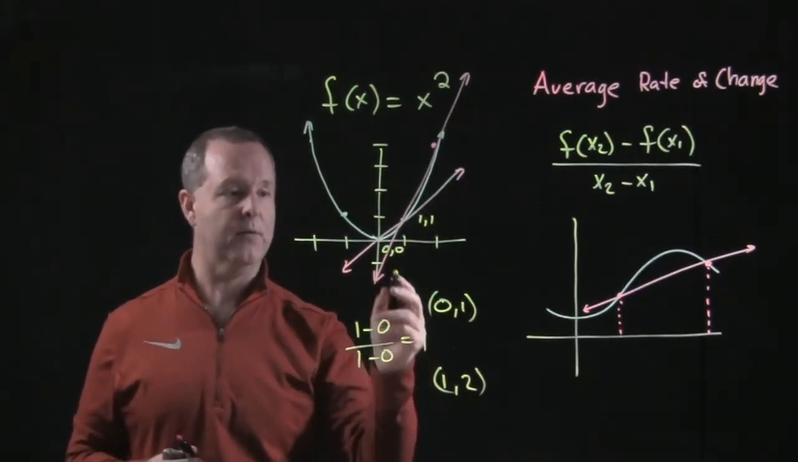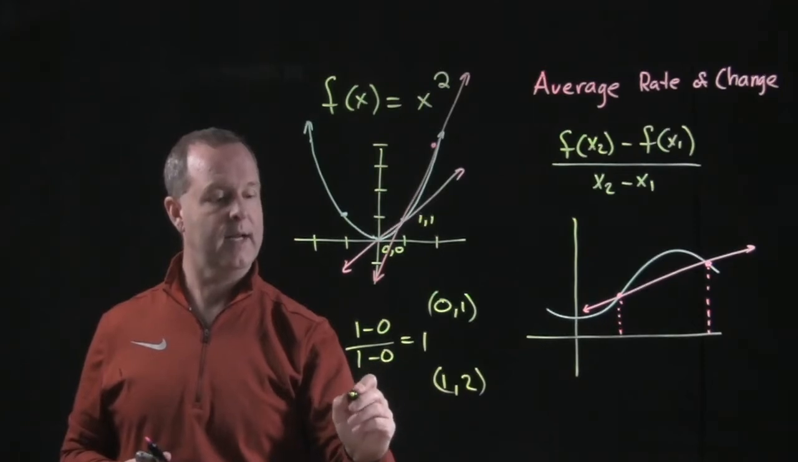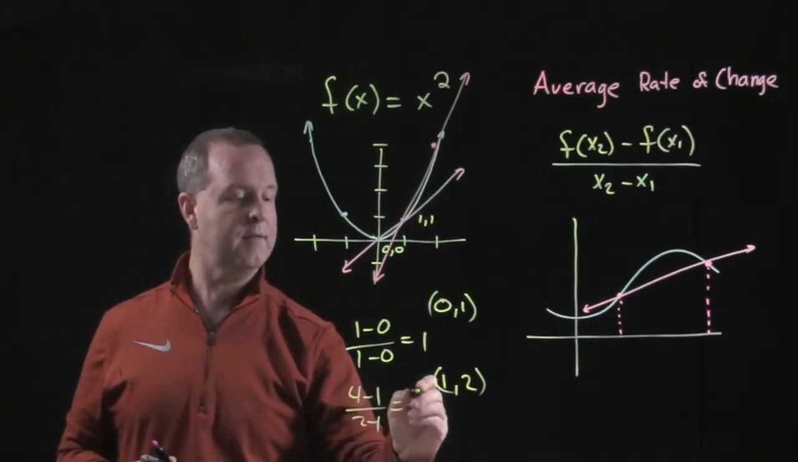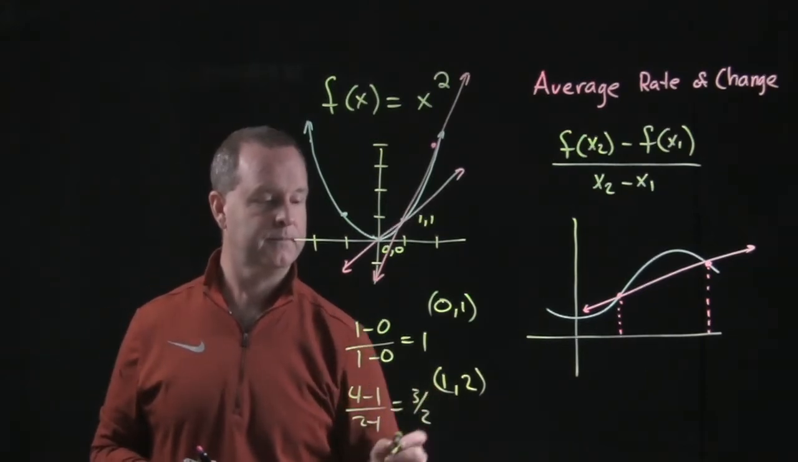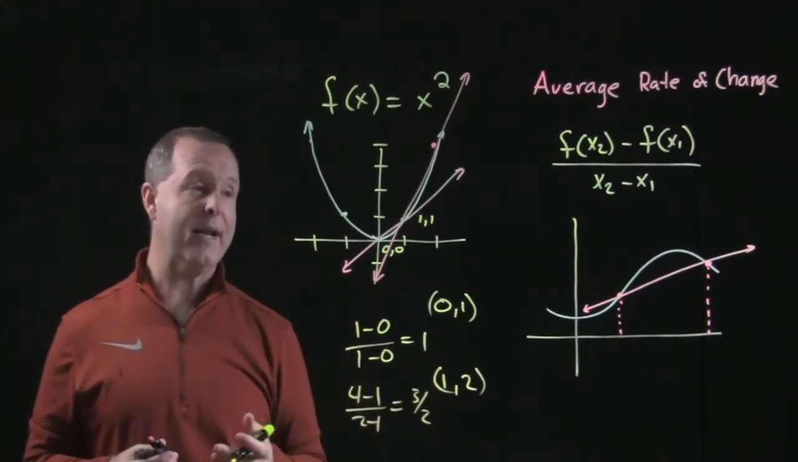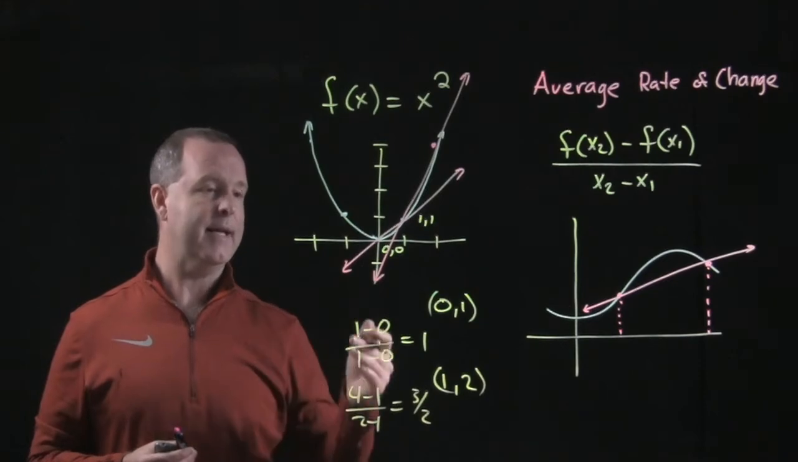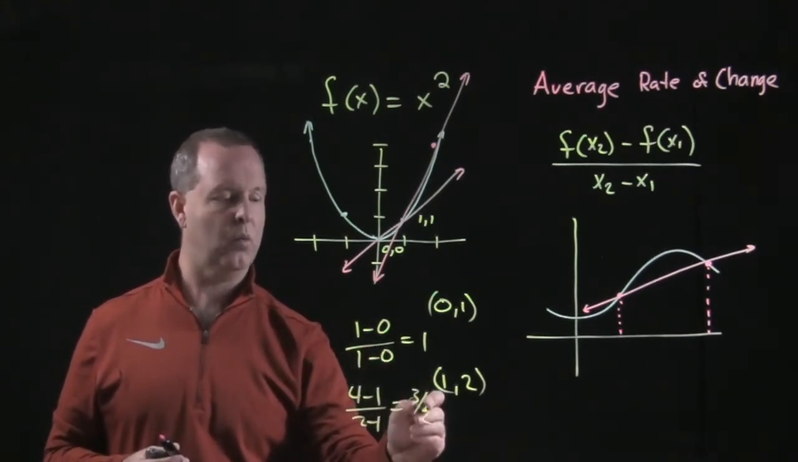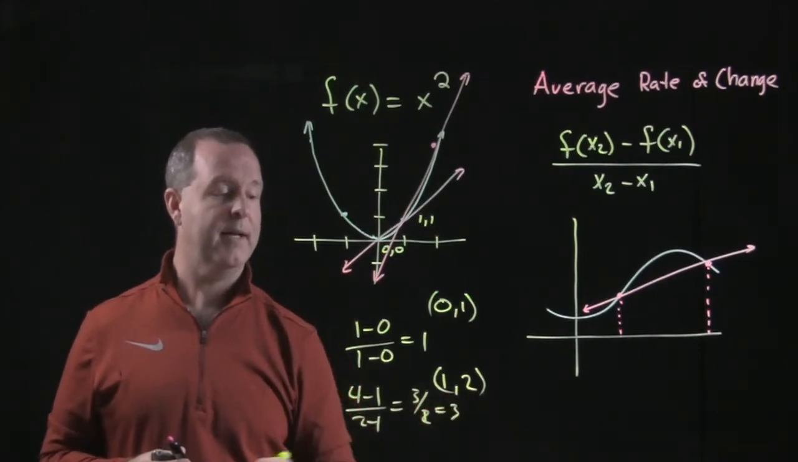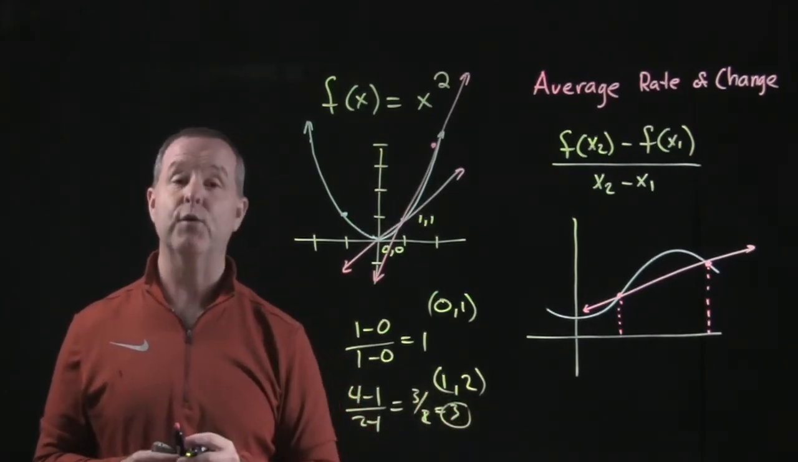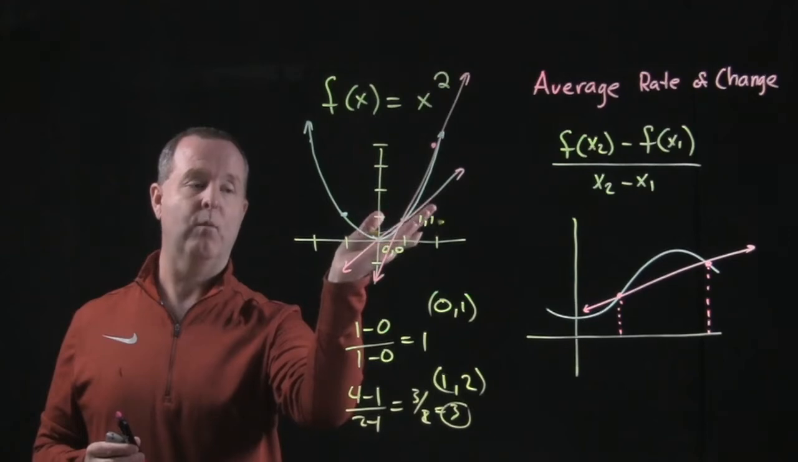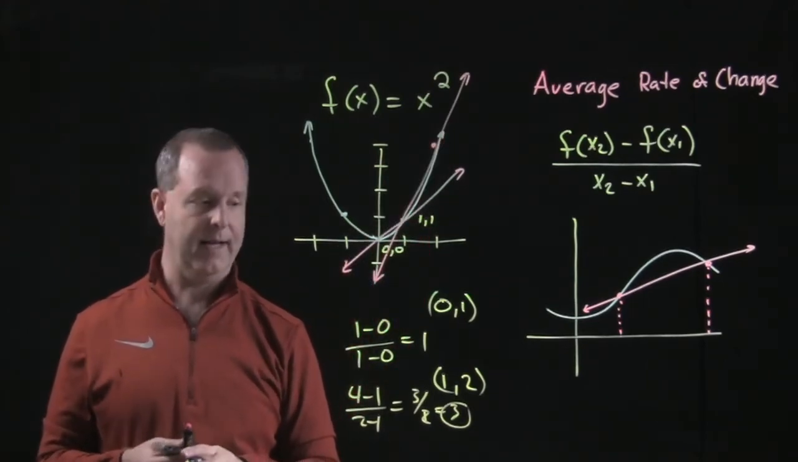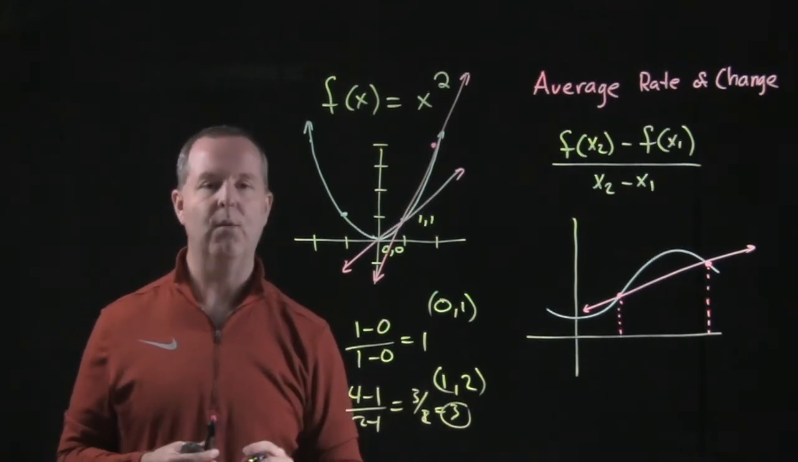Again, let's look at the model. It's 4 take away 1 over 2 take away 1, which gives me a 3 over 2. Wait a minute, 2 minus 1 is 1. Back up. Its average rate of change is 3. So I went from a slope of 1 to a slope of 3 by looking at a different interval of the line. Now, I want to look at one more interval.